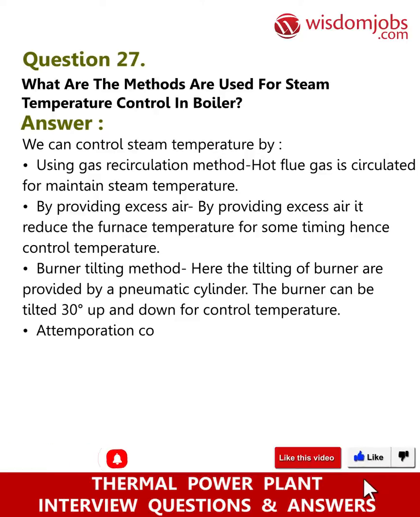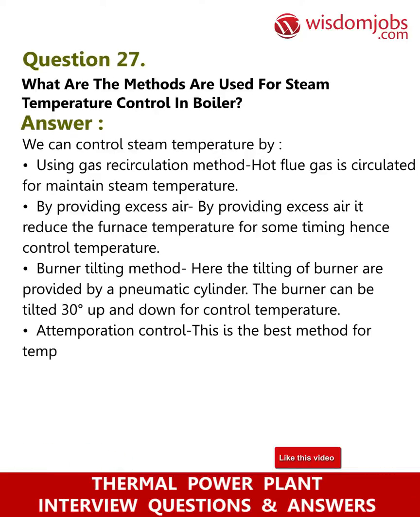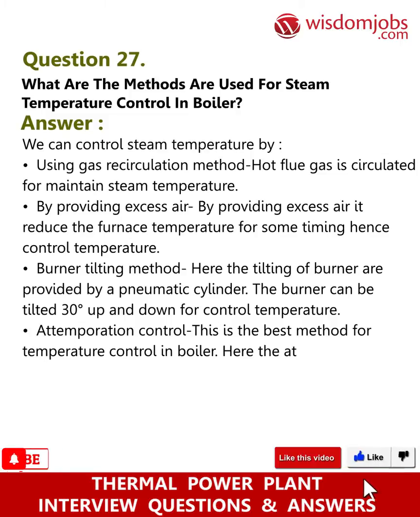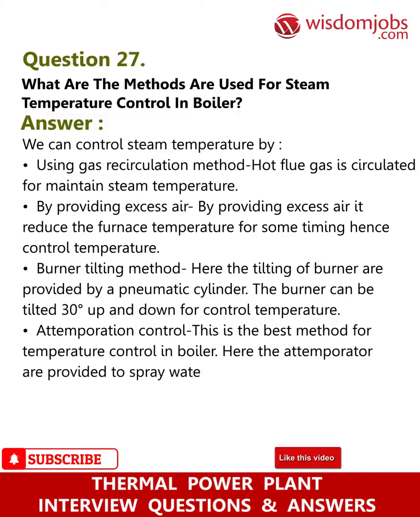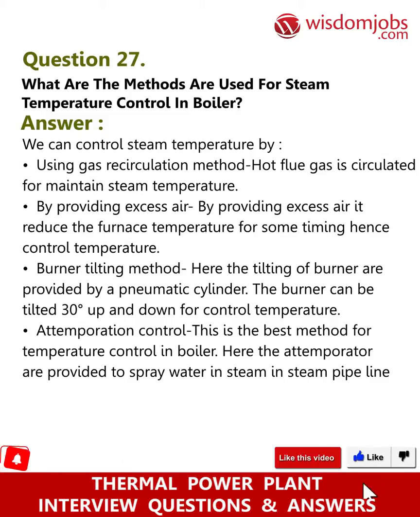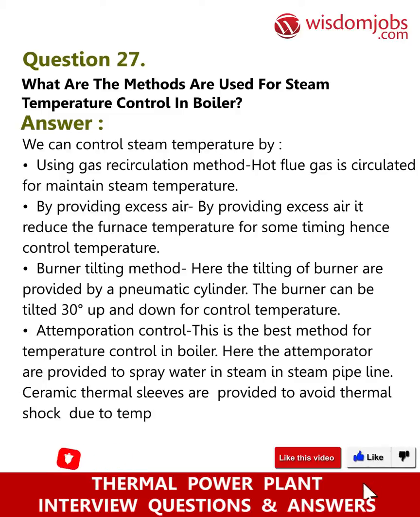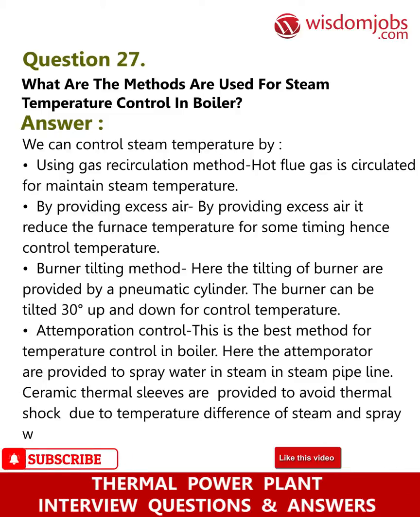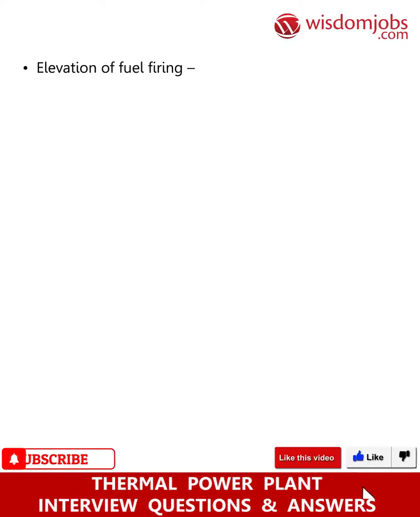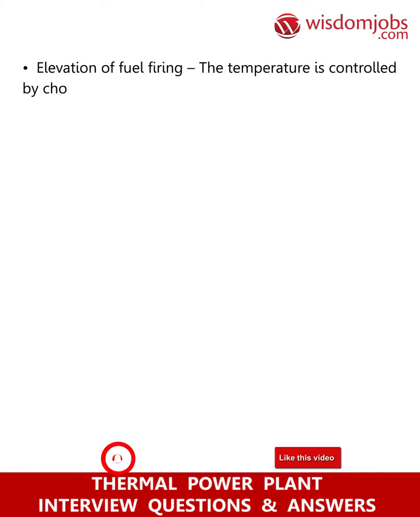Attemperation. This is the best method for temperature control in a boiler. Here the attemperators are provided to spray water in the steam pipeline. Ceramic thermal sleeves are provided to avoid thermal shock due to the temperature difference of steam and spray water. Elevation of fuel firing. The temperature is controlled by choosing the upper or lower elevation of the fuel burner.